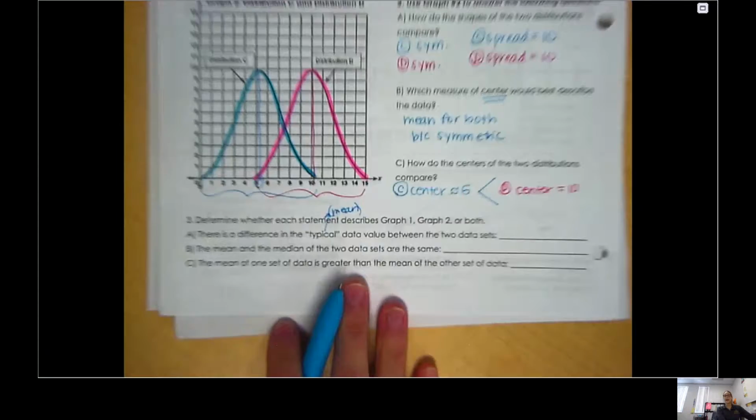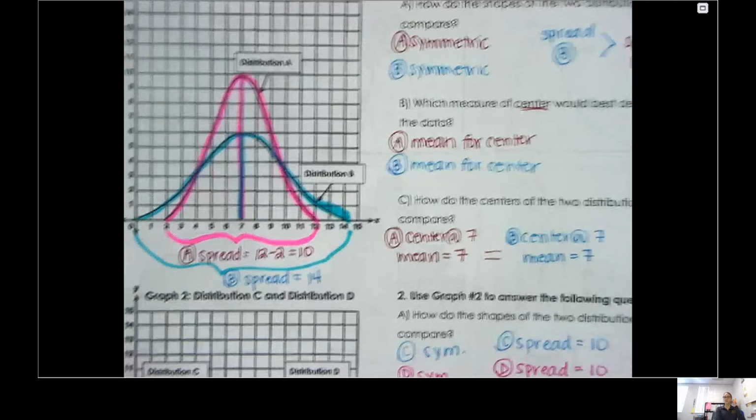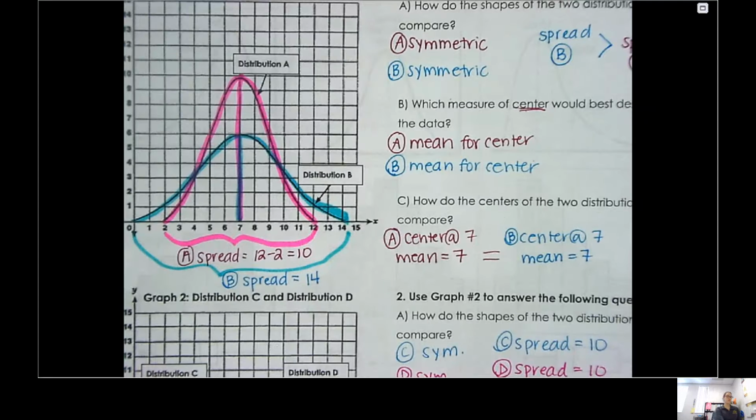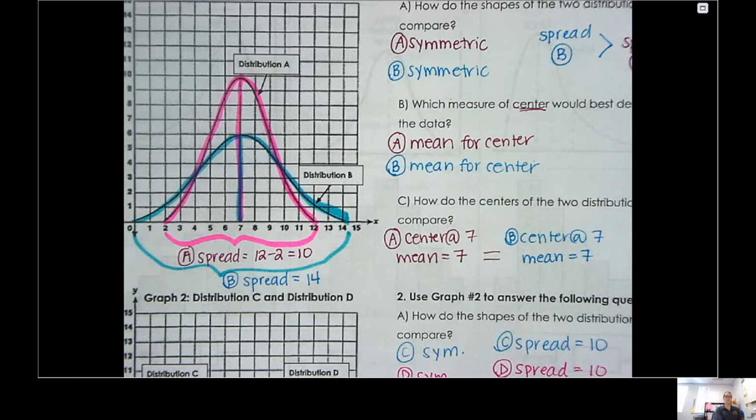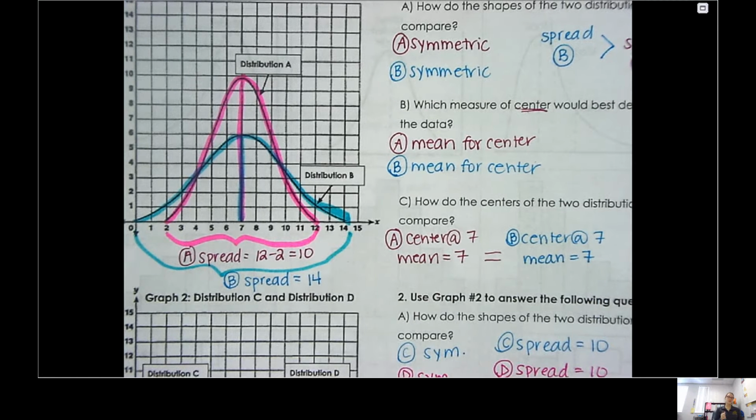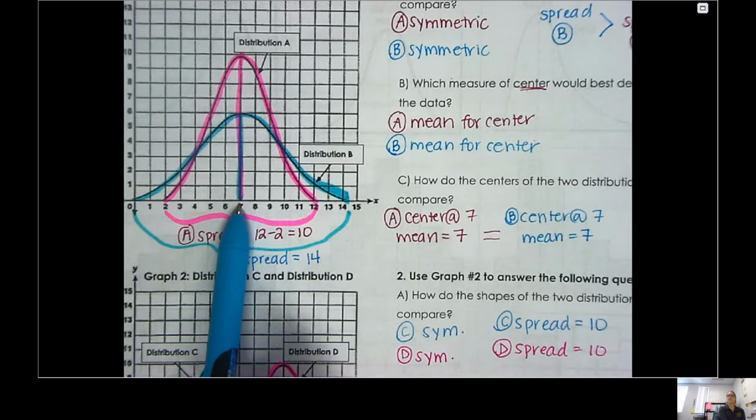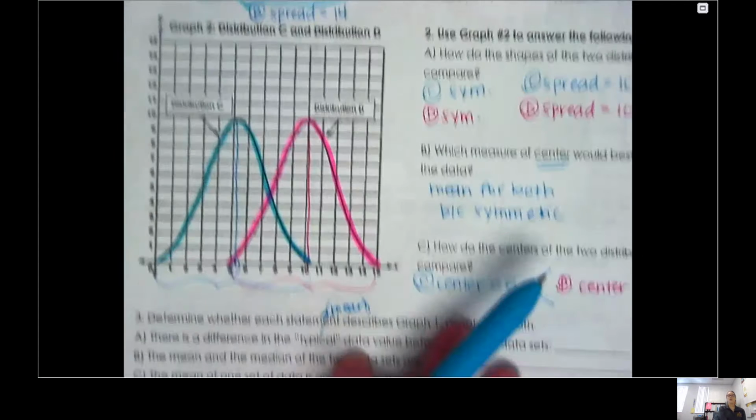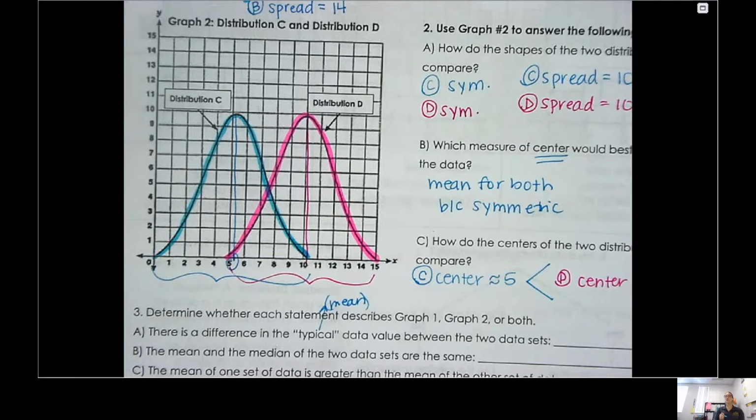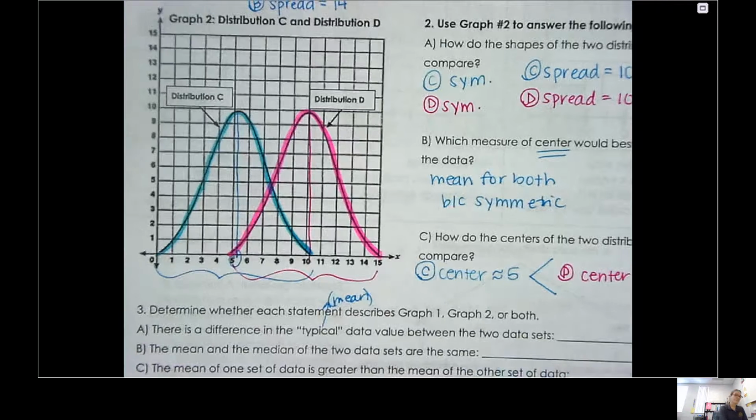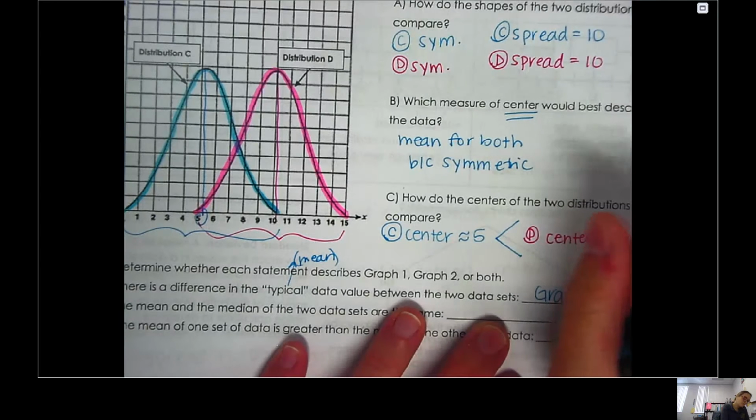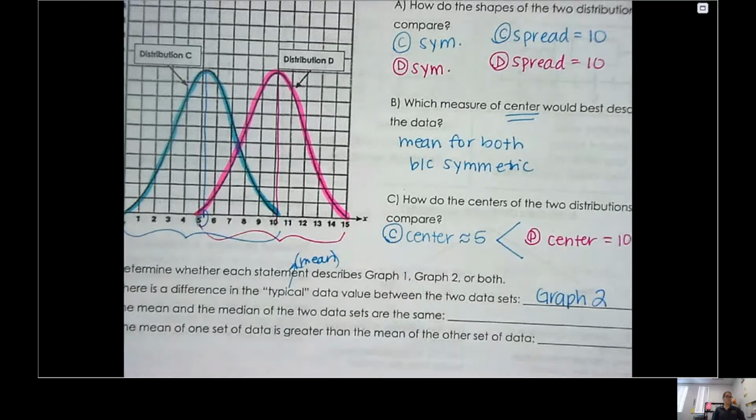So if we're looking at the first graph, what is the mean for distribution A? What's your center? 7. What's your center for the second distribution? 7. So are those the same or are they different? They're the same. Your centers are at the same number, both at 7. If you go to the second graph, are your centers the same? No, they are different. So which one has the difference, graph 1 or graph 2? Graph 2. Good.